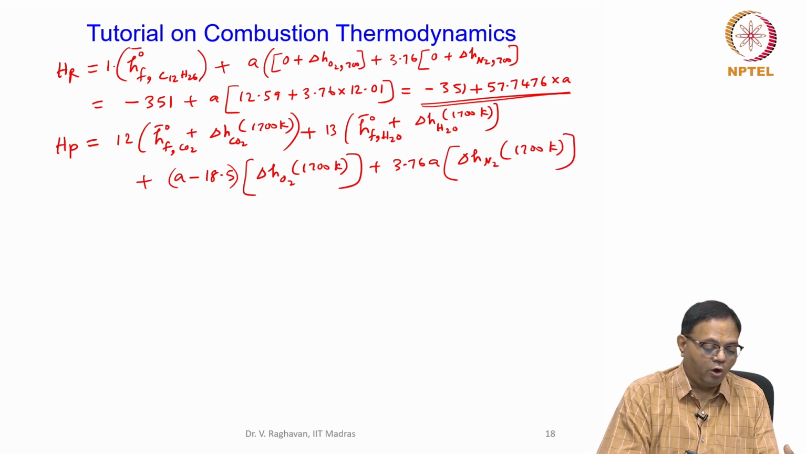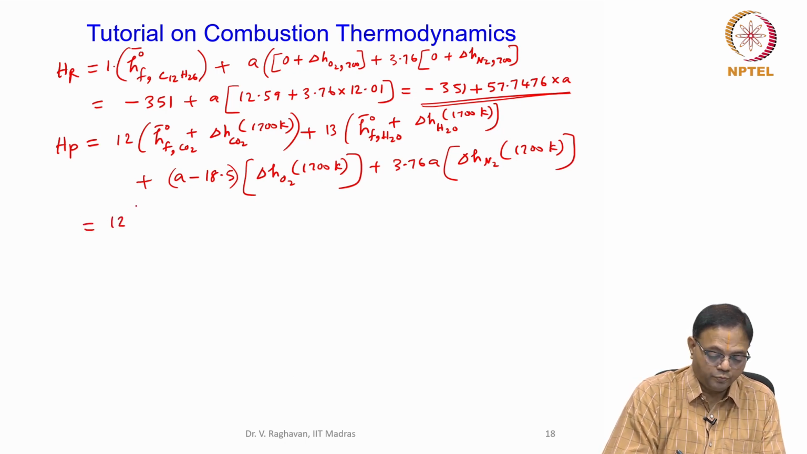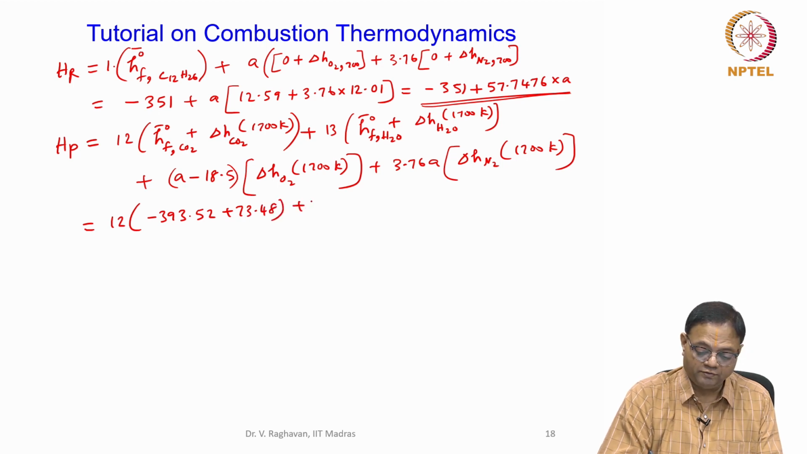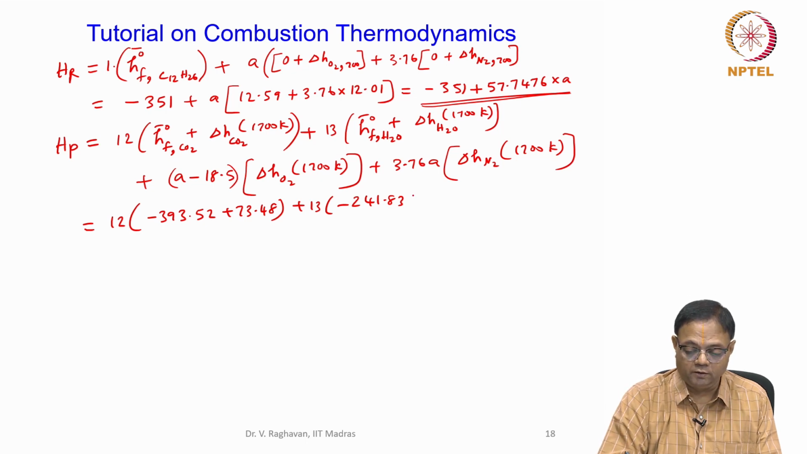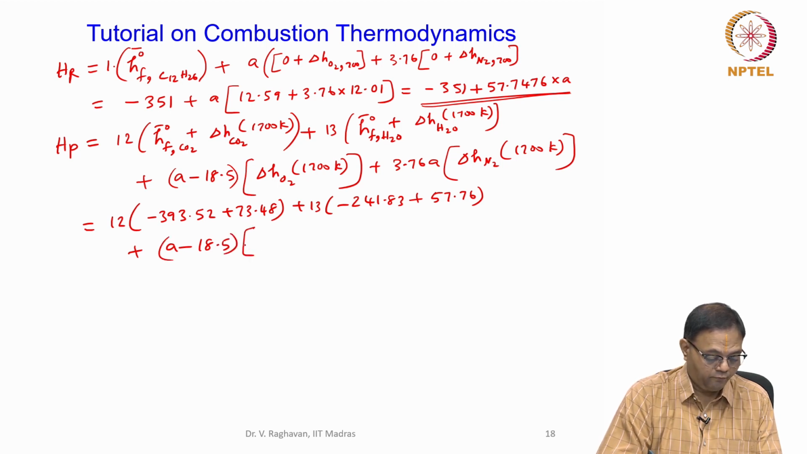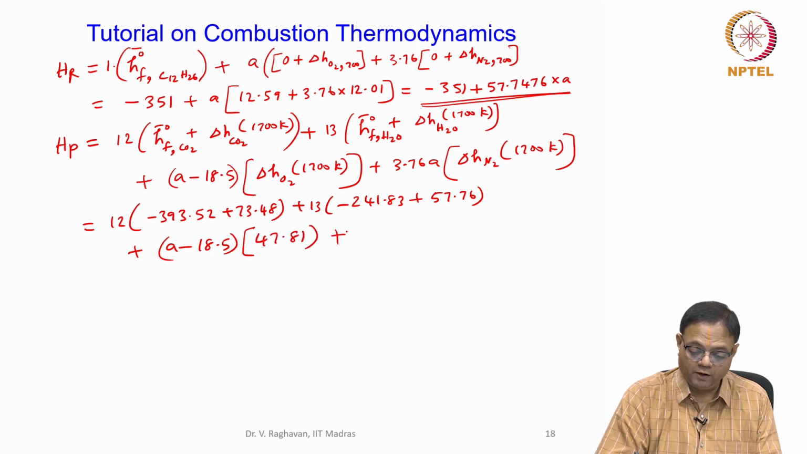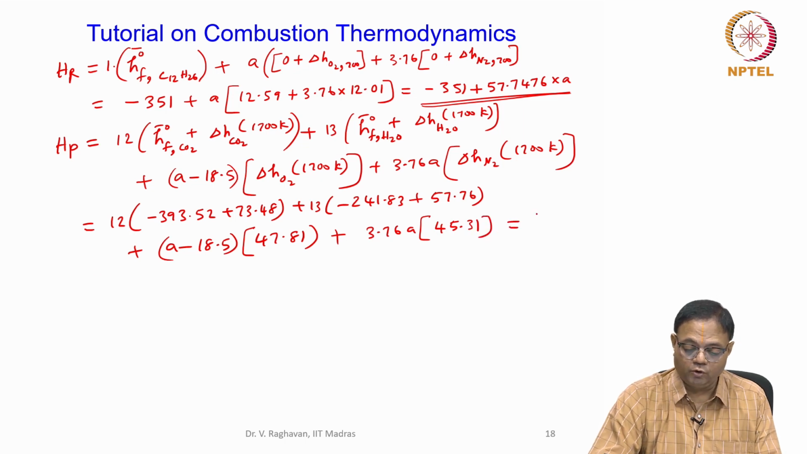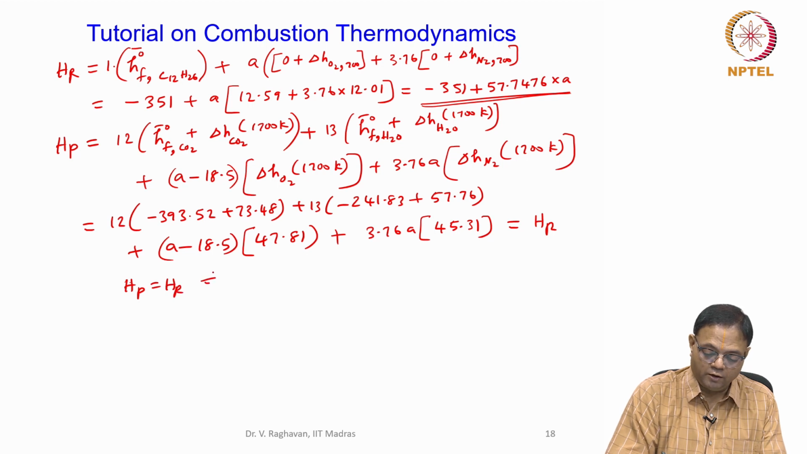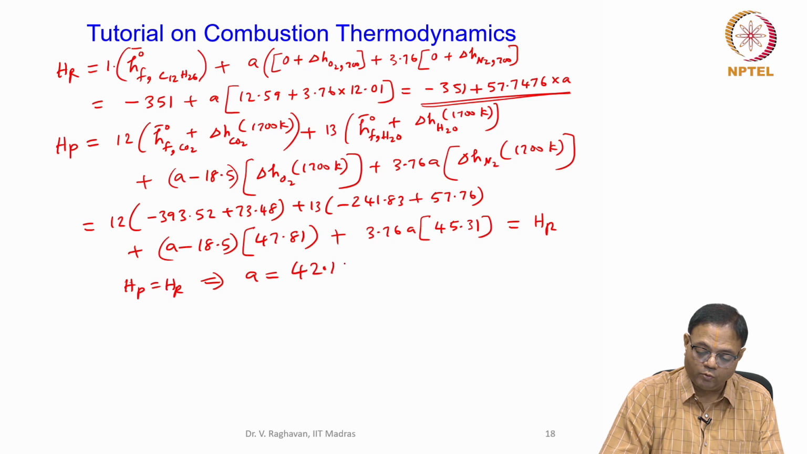So, we have to substitute the values. All the values are given in the problem. So, this will be 12 times minus 393.52 plus 73.48, plus 13 times minus 241.83. Please understand enthalpy is in megajoules per kilomole, plus 57.76, plus A minus 18.5 times 47.81, plus 3.76 times A times 45.31. So, now this should be equal to HR, which is given here. So, solving, we will say HP equal to HR implies A will be equal to 42.18.